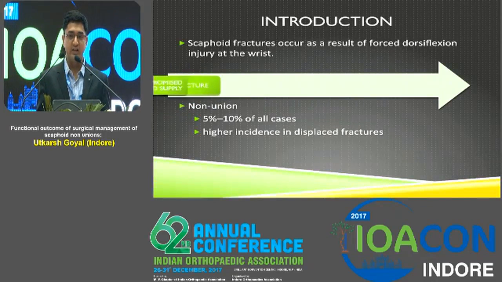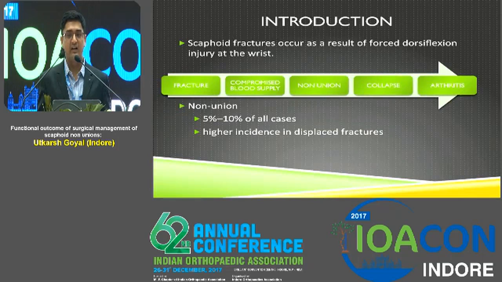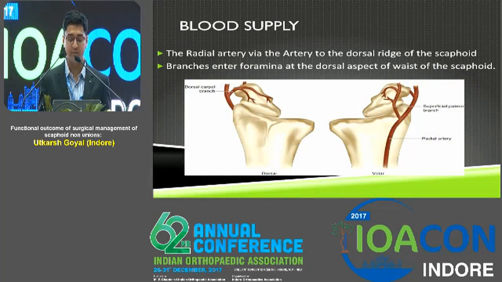Regarding introduction, as everybody knows, scaphoid fractures occur as a result of forced dorsiflexion injury at the wrist level. Fracture is followed by compromised blood supply followed by non-union. In some cases it leads to collapse and arthritis. It occurs in 5 to 10% cases with higher incidence in displaced fractures. Blood supply is from the dorsal ridge artery to the scaphoid.